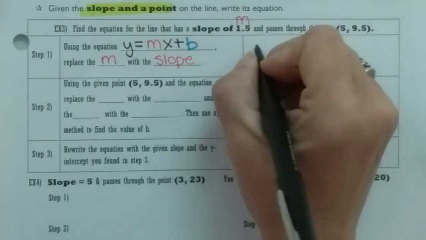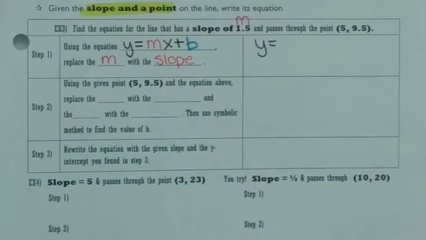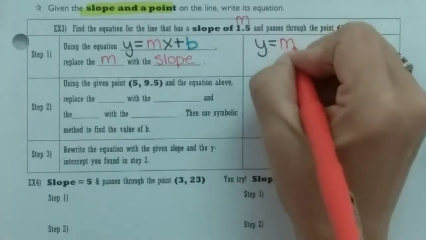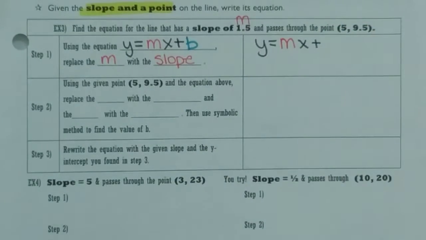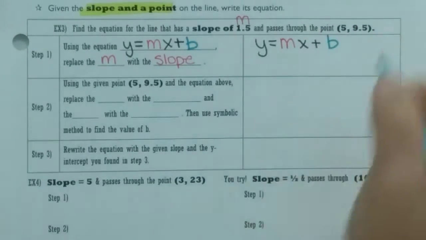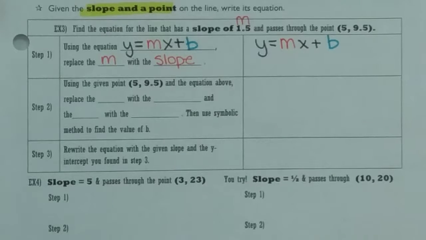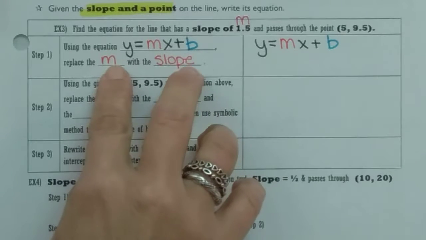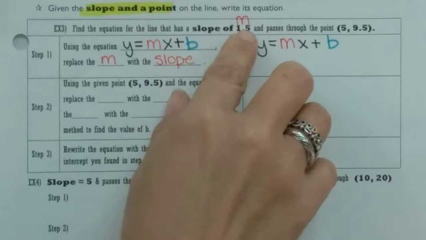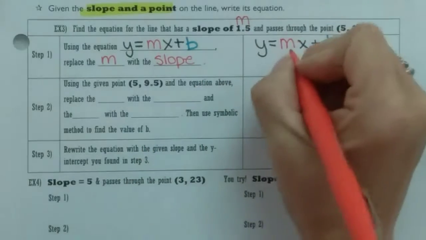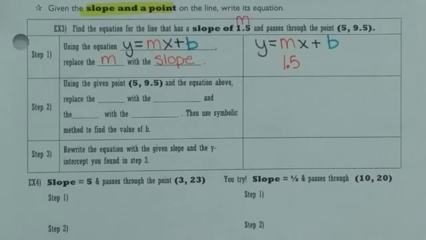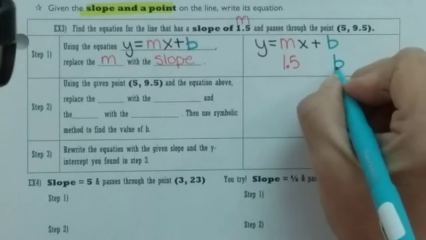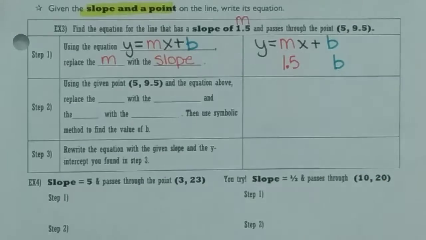So go over here, let's write y equals, and it's going to be very helpful if you continue to write this equation, y equals mx plus b. All right, so right now, all we know is that m is our slope of 1.5. So let's go ahead and fill in 1.5 for m. And we know we have to find b, which means I need an x and a y value.